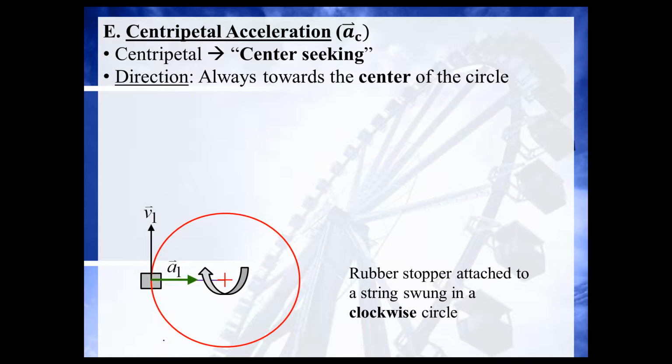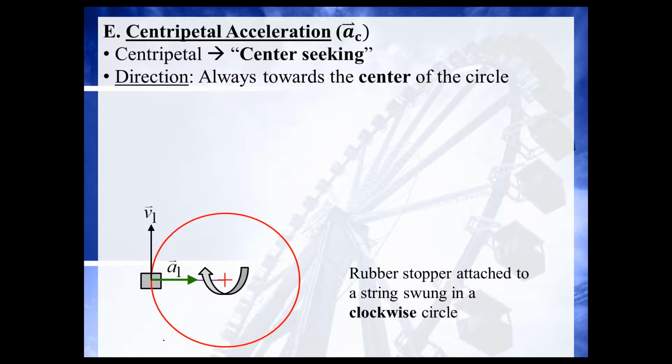If I go back to my diagram and I add an acceleration vector onto the diagram, if I look at the rubber stopper on the left-hand side of the circle, from the left-hand side of the circle, the center is towards the right, therefore your acceleration vector would point towards the right.